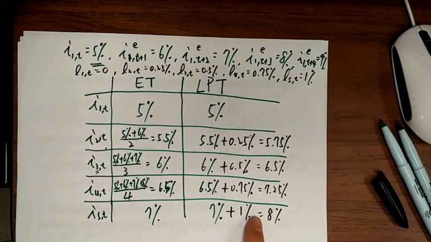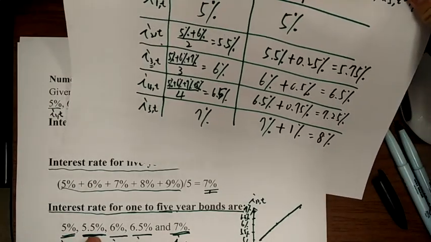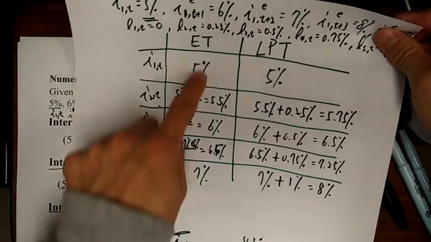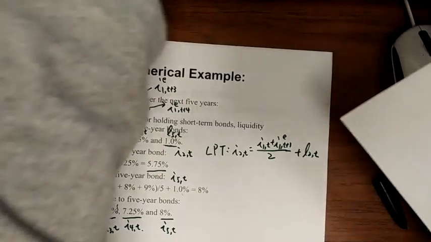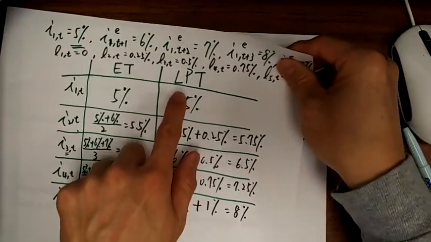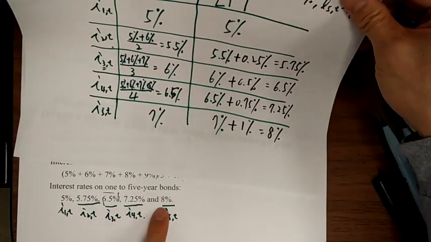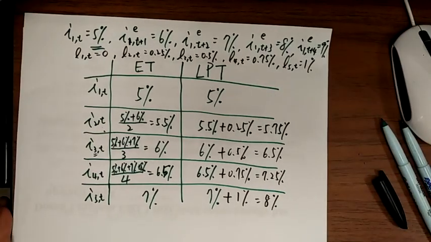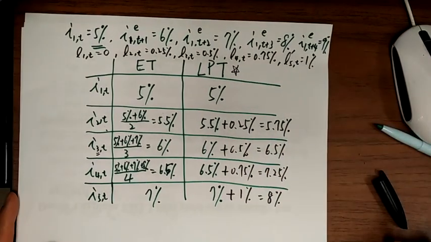That's the summary of these two numerical examples that we went over. For expansion theory, which is this one, 5%, 5.5, 6%, 6.5, 7% of the expansion theory, and the numerical example for the liquidity premium theory: 5%, 5.75, 6.5, 7.25, 8%. Again, which theory is correct? This one is correct. Okay?